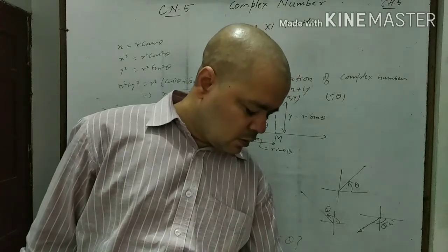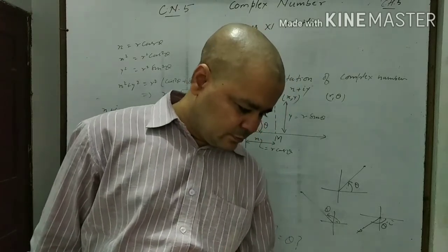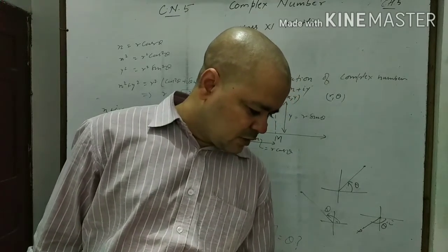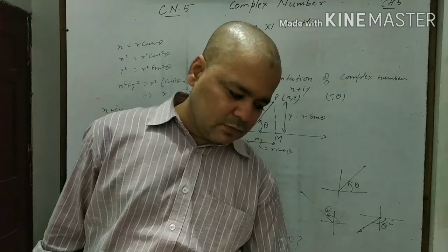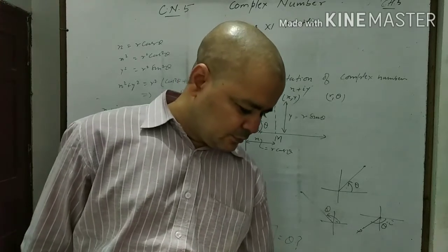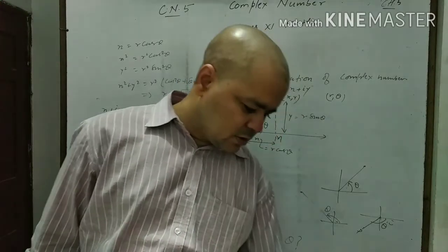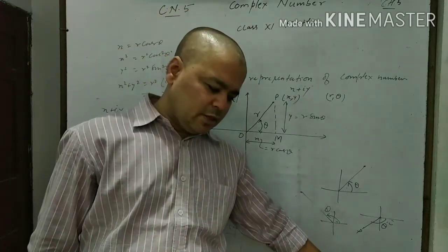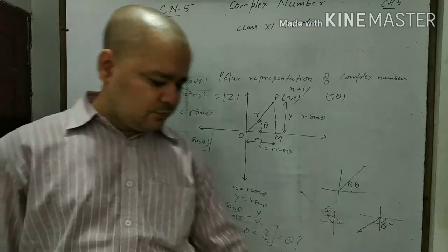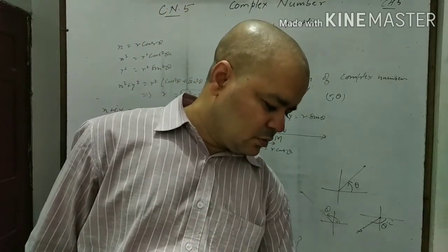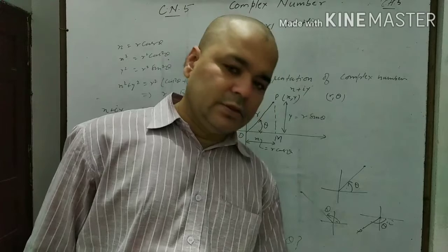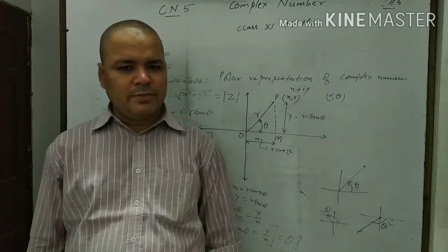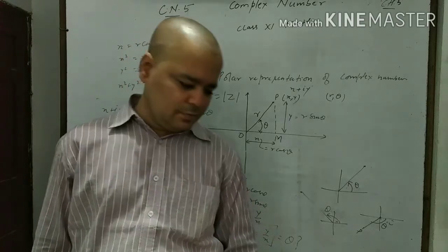Now, how to represent the complex number in polar form? Examples are given from page number 319, and some questions are also given in exercise 5.3. In our next video, we will discuss some exercise questions, whatever is given in 5.2 and 5.3. It may be in video form or in PDF form.